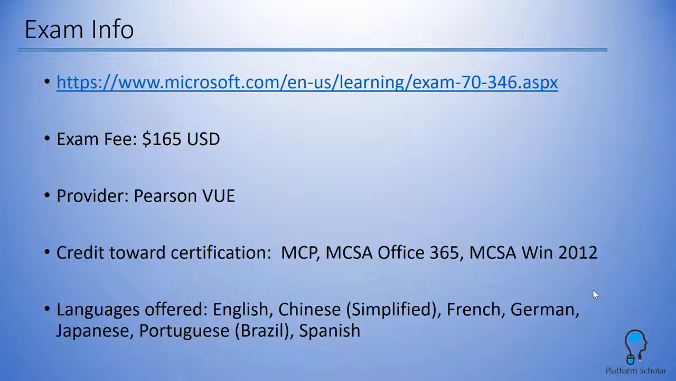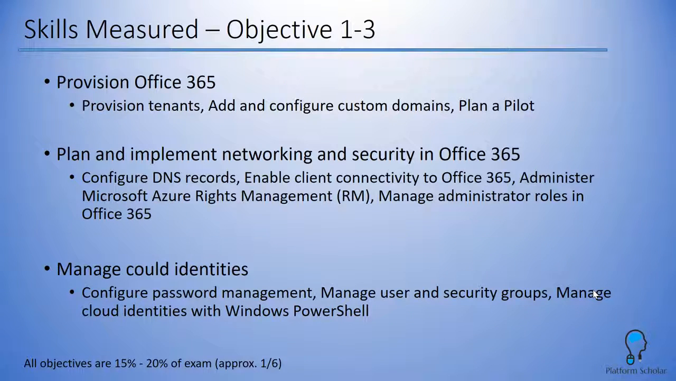The exam is offered in multiple languages as seen here. There are 6 objectives or skills measured as part of this exam, the first of which is to provision Office 365. This includes provisioning the tenant, adding a custom domain, and planning a pilot. The second objective is to plan and implement networking and security. For this, we will be configuring DNS records, enabling client connectivity, administrating Microsoft Azure rights management, and managing the administrator roles.